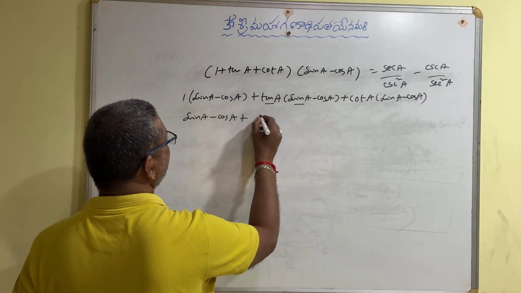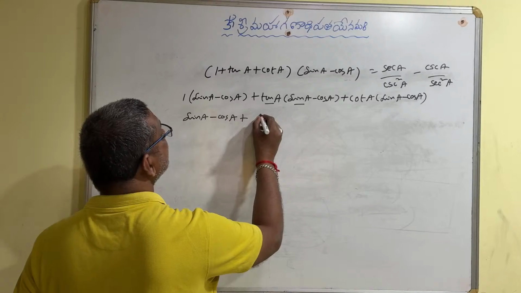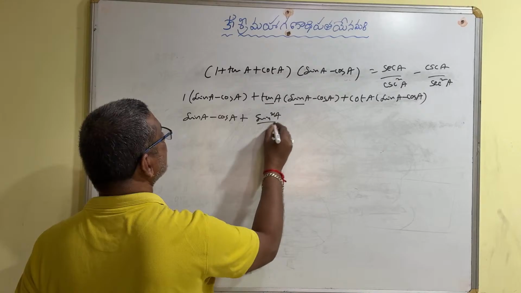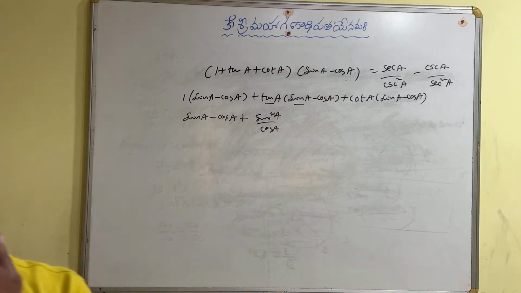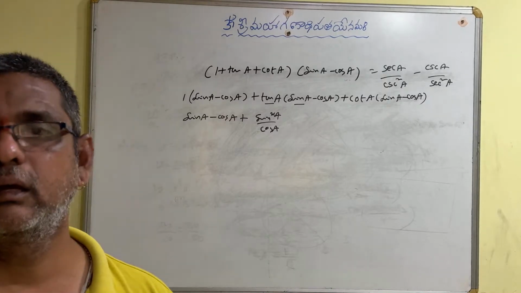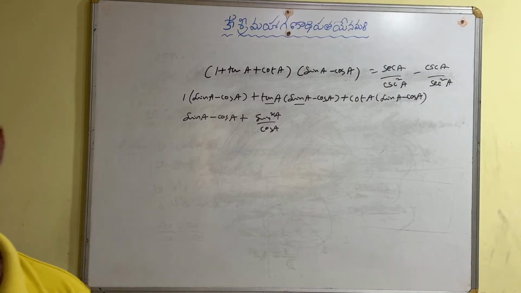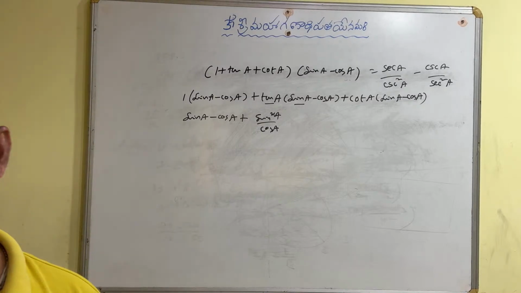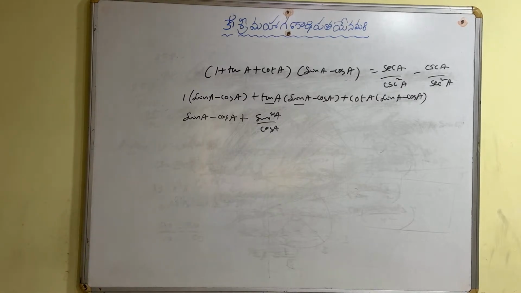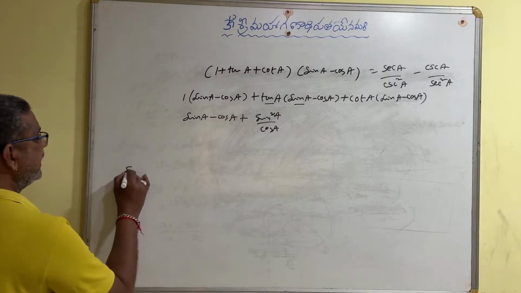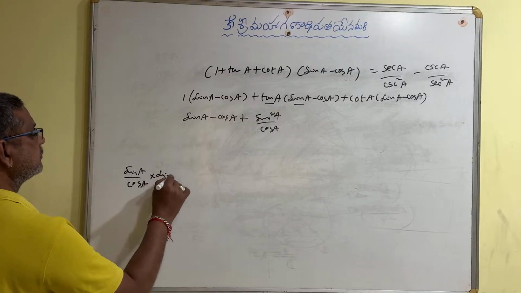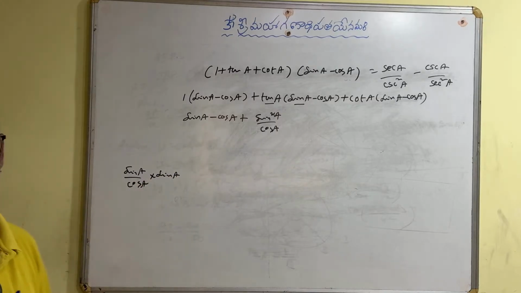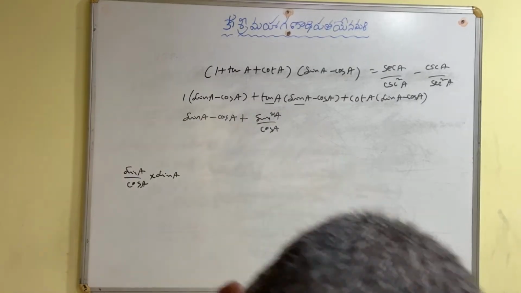Tan A into sin A: tan A into sin A is nothing but sin square A by cos A. Tan A is sin A by cos A into sin A, so sin square A by cos A. Okay?